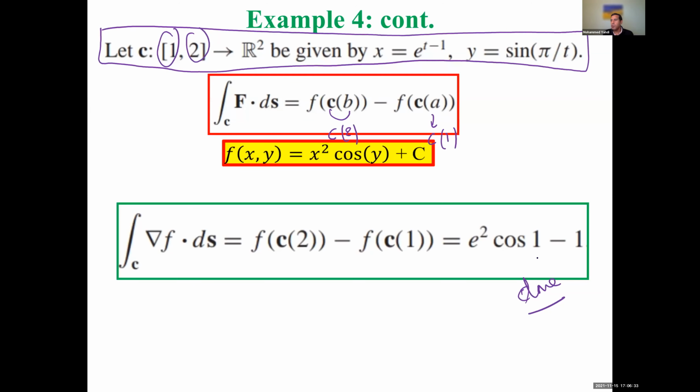So most of the examples will be like this. Again, the homework assignment: check if it's a conservative field. If it is, find the potential function f. If you have a question that asks to calculate the integral or the single integral, we can use the fundamental theorem of line integrals.